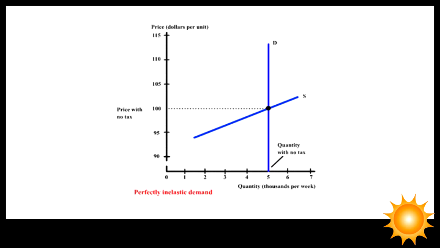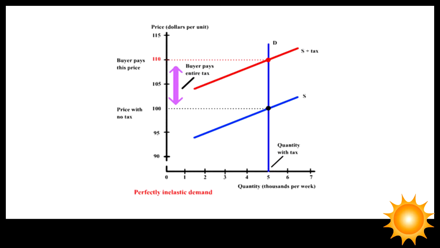When buyers continue to buy the same quantity regardless of prices, the demand curve is a vertical line. A vertical demand curve indicates perfectly inelastic demand. With perfectly inelastic demand, the after-tax price will go up by the full amount of the tax. Buyers end up paying the full share of the per-unit sales tax.